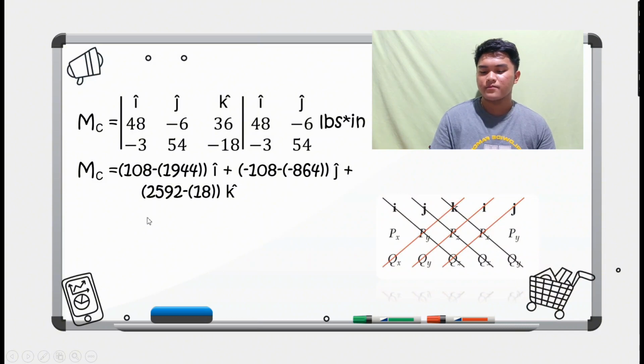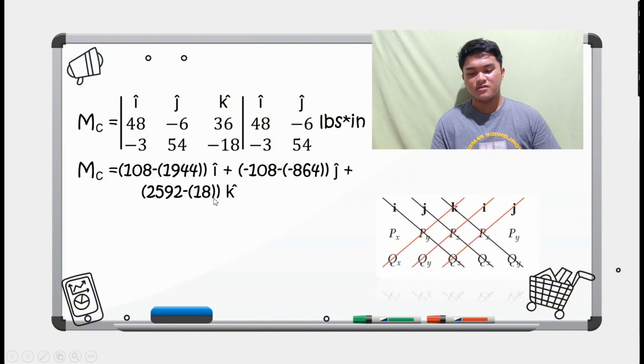For our k hat, we get 2592 minus 18. How do we get 2592? For our k hat, we also multiply diagonally. So k hat multiplied by 48 multiplied by 54 will get us 2592 k hat, minus negative 3 times negative 6 times k hat, which gives us positive 18 k hat. So factoring out k hat will get us 2592 minus 18 k hat.